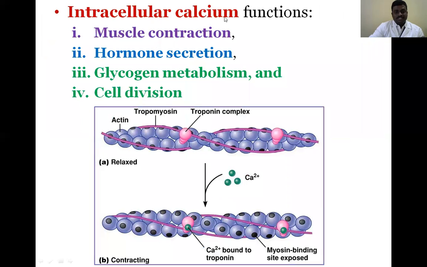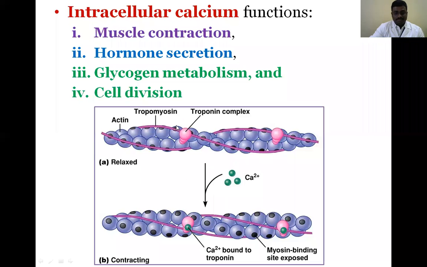So, intracellular calcium functions. Now we know how calcium enters into the cell. Whatever calcium is available inside the cell participates in different reactions, and these are called different functions. They include muscle contraction, hormone secretion, glycogen metabolism, and cell division. All of these functions depend on the calcium available inside the cell.